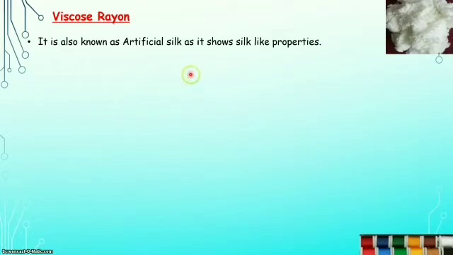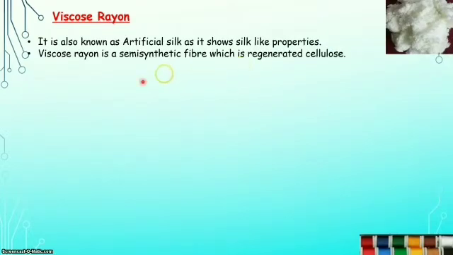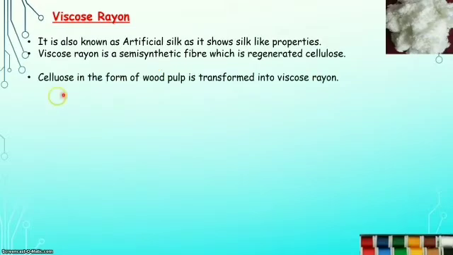It is also known as artificial silk as it shows silk-like properties. Viscose rayon is a semi-synthetic fiber which is regenerated cellulose. What is this semi-synthetic fiber? A semi-synthetic fiber is a polymer that is obtained from a natural polymer by chemical treatment. So a semi-synthetic fiber is not 100% natural as well as not synthetic.